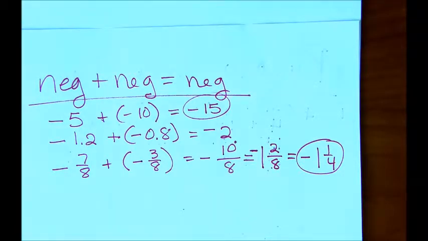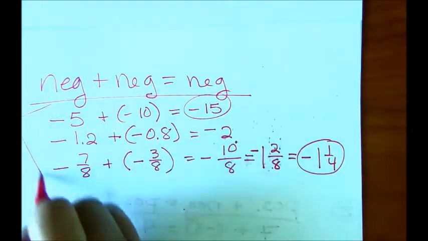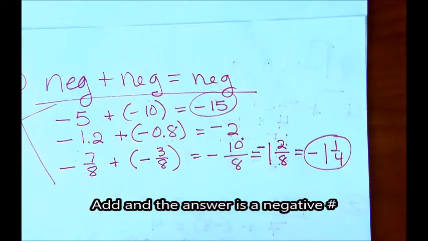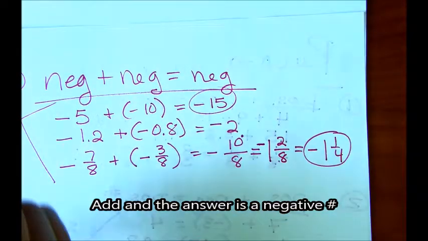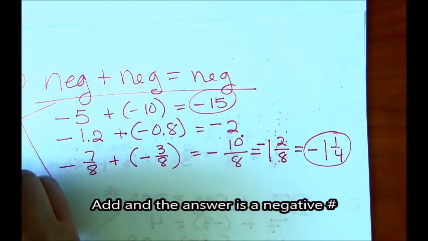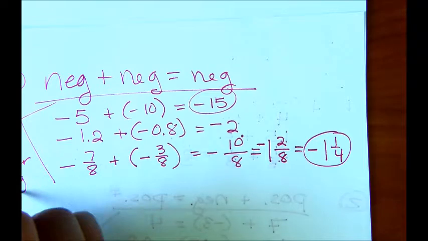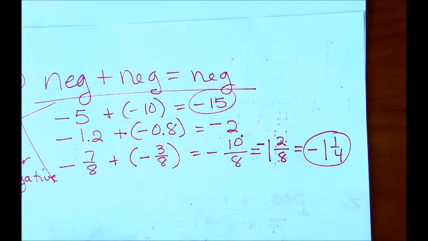I think so really, let's backtrack here. So what we're doing here is we're going to basically add. We're adding the negatives, and the answer is negative. We're combining our debts to one big debt, and so that answer has to reflect that debt. It's going to be a negative number.